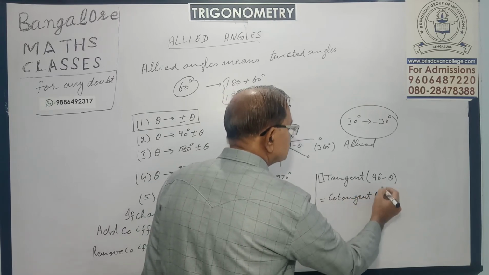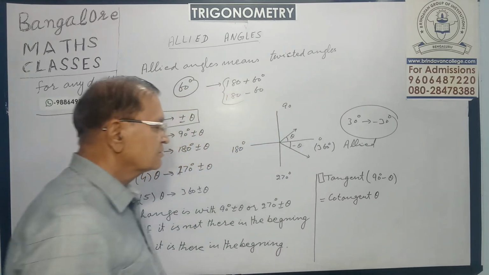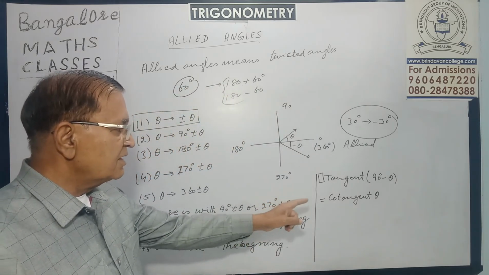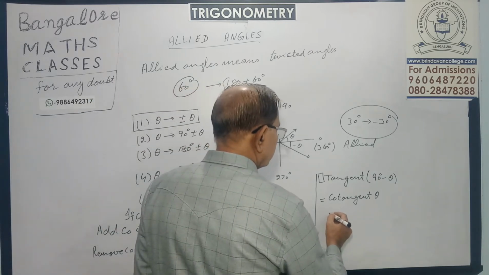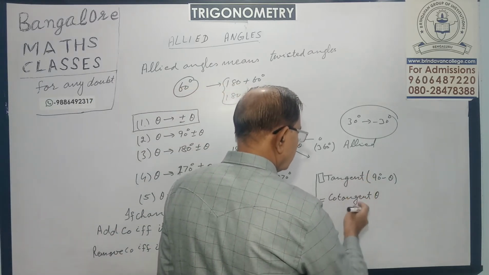Theta. So tangent 90 minus theta is the same as cotangent theta. So we can write it as tan theta and cot theta also.